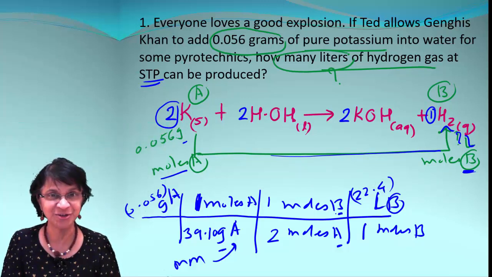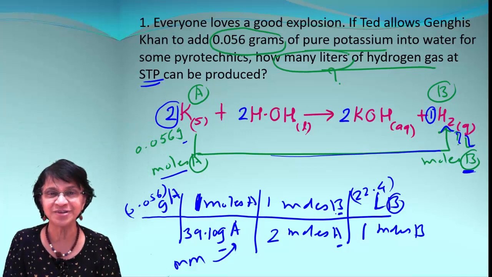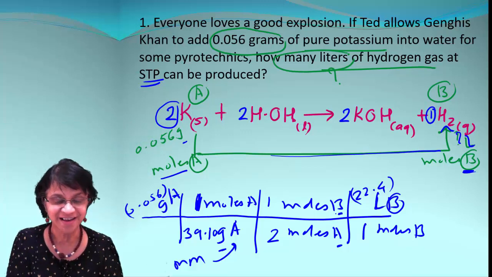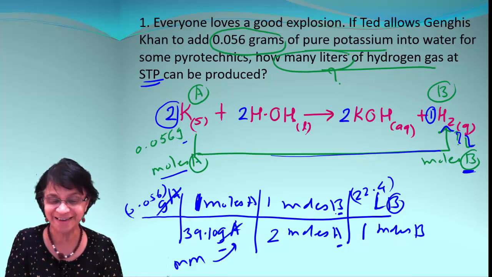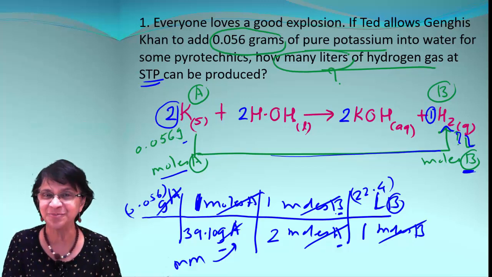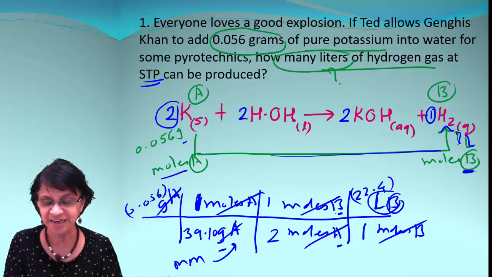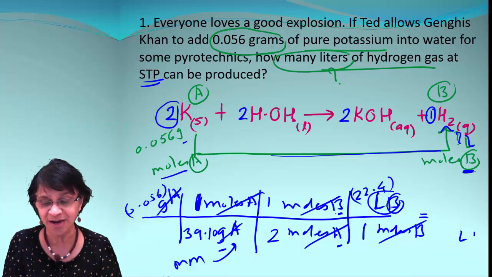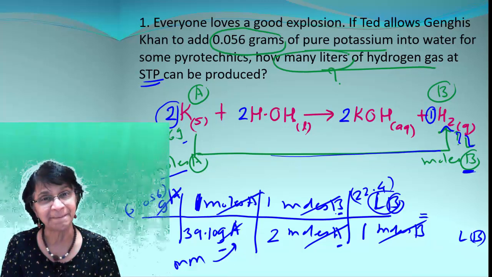We look at our units and we cross out, cancel those similar units. So there goes grams of A. Goodbye to grams of A. There goes moles of A. And finally there goes moles of B. So what are we left with? We are left only with liters of B. So you know already your final answer will be liters of B.